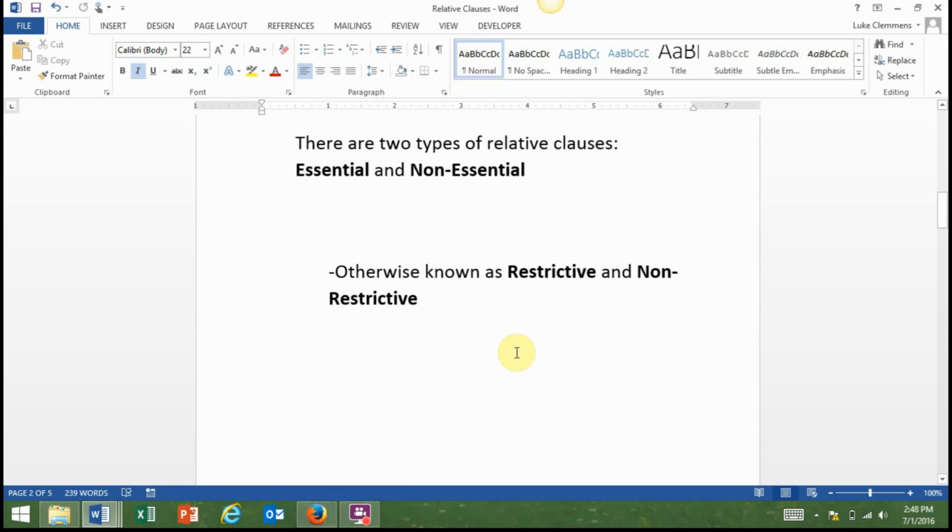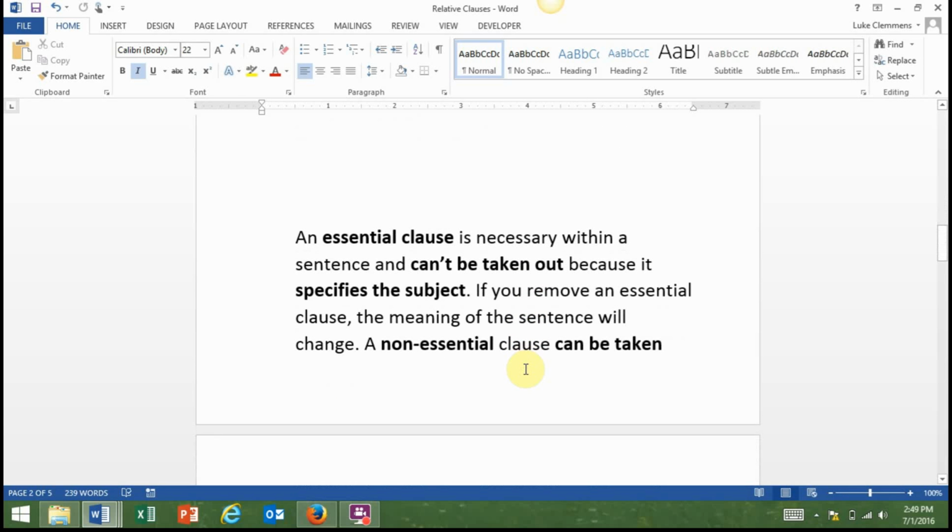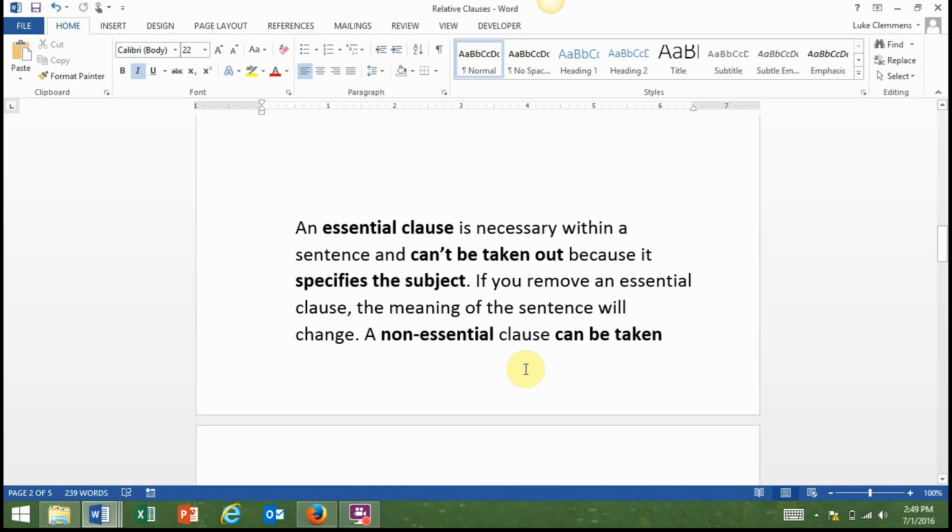So there are two types of relative clauses, essential and non-essential, otherwise known as restrictive and non-restrictive. Just different names that people will use, but either way it's really the same thing. Restrictive is equal to essential and non-restrictive is equal to non-essential. An essential clause is necessary within a sentence and can't be taken out because it specifies the subject. If you remove an essential clause, the meaning of the sentence will change.